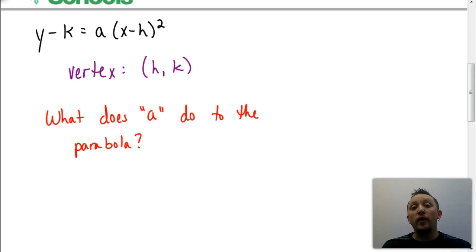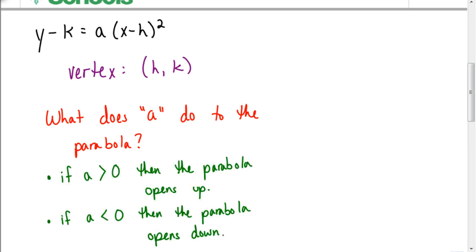Let's recall that an equation in vertex form is in the form y minus k equals a times (x minus h) squared. But we really haven't touched on that value for a, and what impact does that value for a have on a parabola? Well, if a is greater than 0, then the parabola is going to be opening upward. If a is less than 0, then the parabola is going to be opening downward. So you can see that value for a tells us a lot about our graph. What seems like an insignificant number really is a big clue as far as whether the parabola is going to be opening up or opening down.